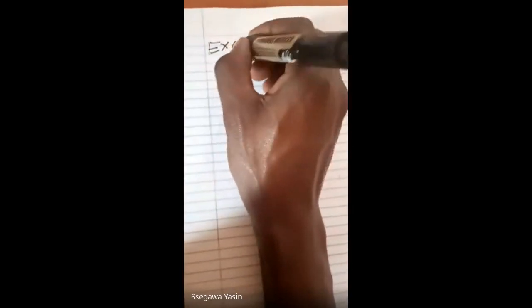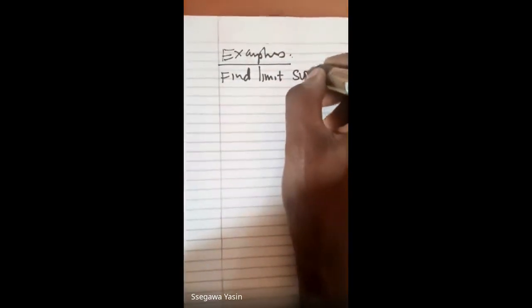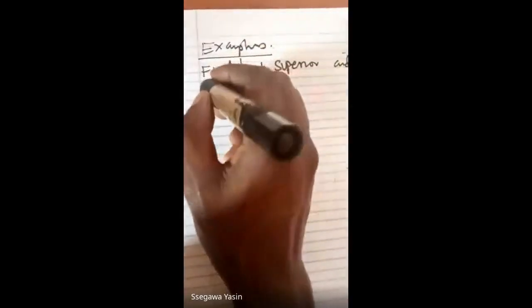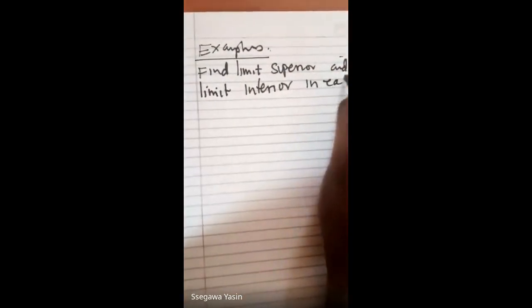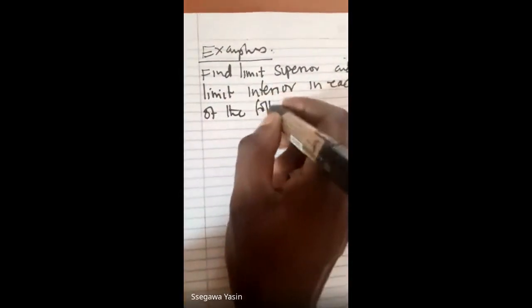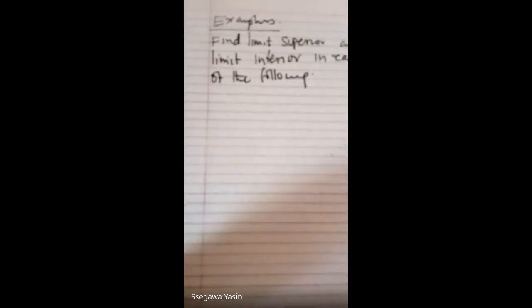Now, let's go to theorem. Let's look at some examples there, because other theorems are already covered. Examples: you find the limit superior and the limit inferior in each of the following. In each of the following, let's do some 4 or 5 numbers, then we leave it there today.